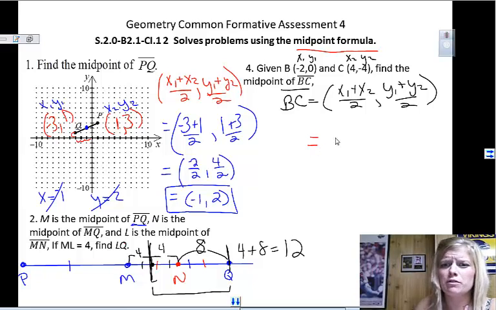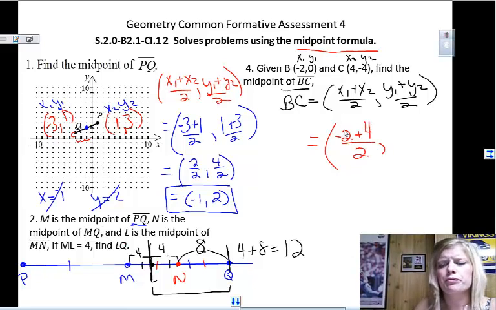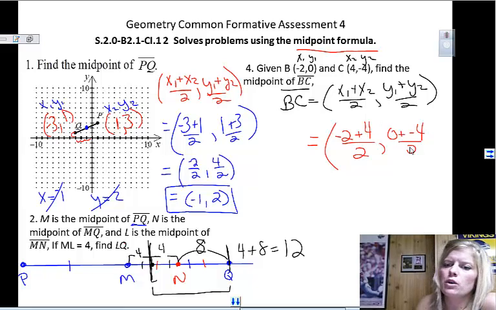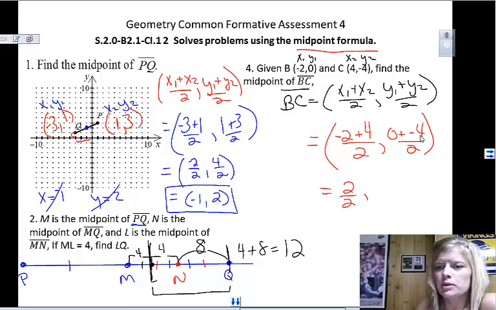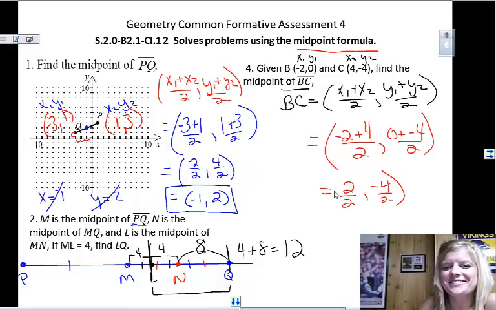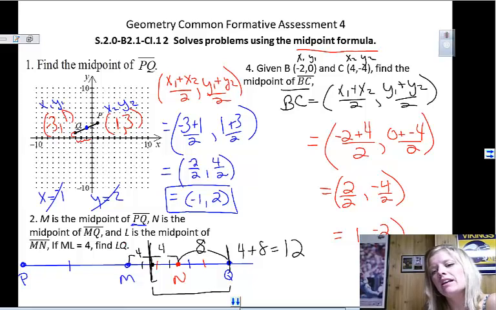Alright, you labeled what you know. Plug and chug. -2 plus 4 over 2, and y1 is 0 plus a -4 over 2. Now it's just simple math. -2 plus 4 is 2, divided by 2. And 0 plus a -4 is -4 over 2. Whew. Alright, so my midpoint is 1, -2.